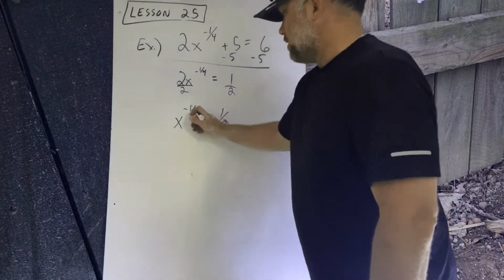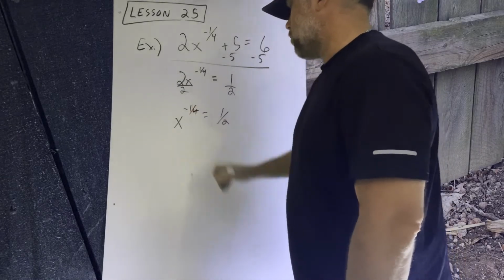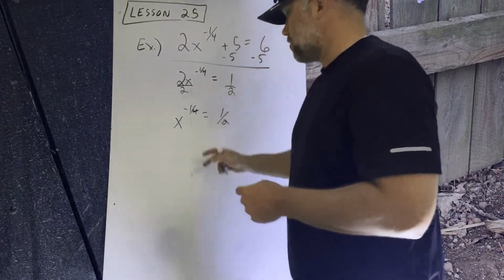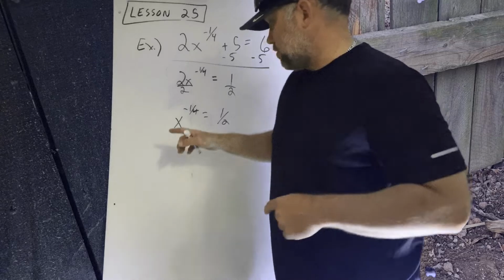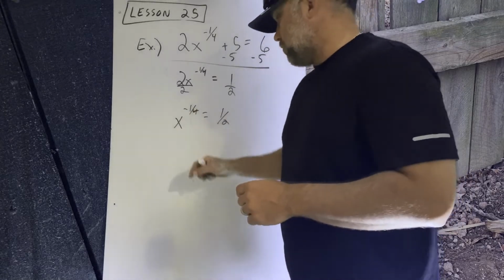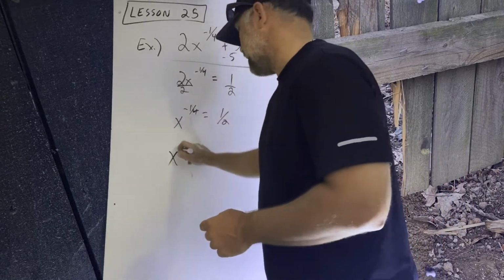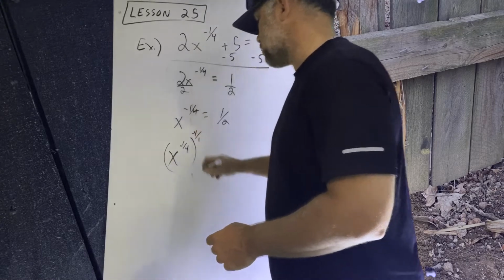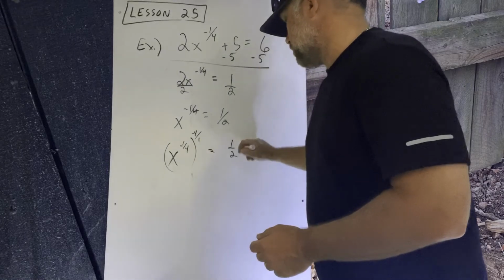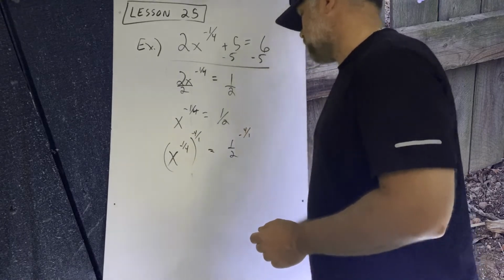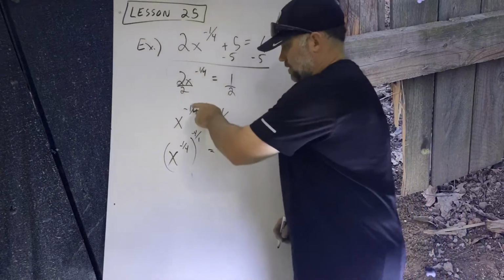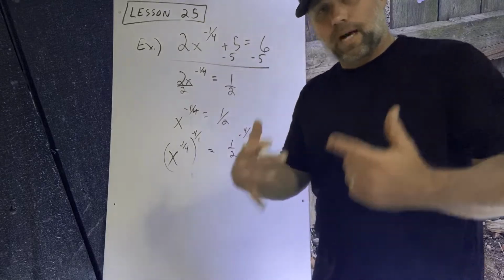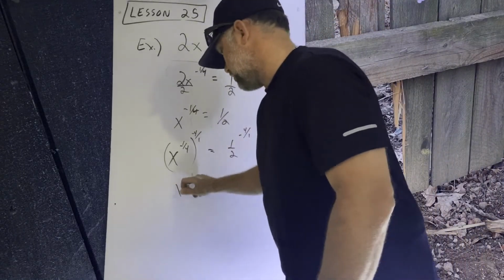Now, to get rid of x to the negative 1/4, imagine if it was just 1/4. If it was just 1/4, I would raise both sides to the 4 over 1 power, because they're opposites of each other. But it's negative 1/4. So all I have to do to accommodate that is raise both sides to the negative 4 over 1 power. That's all. So I'm going to raise both sides to the negative 4 over 1 power. And that's going to eliminate these, because if I multiply those together, they turn into just a positive 1. And I get just an x here.